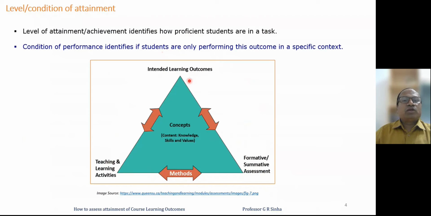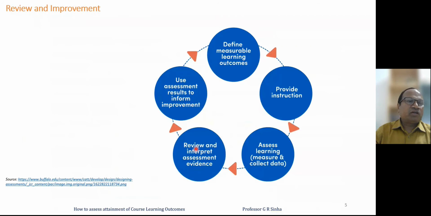And when we say the students are demonstrating intended learning outcomes, we have been emphasizing three terms: knowledge, skill, and values. What is the knowledge the student has acquired? What skill set has he developed? And what are the values which he is observing and demonstrating? So values and attitudes are equally important.